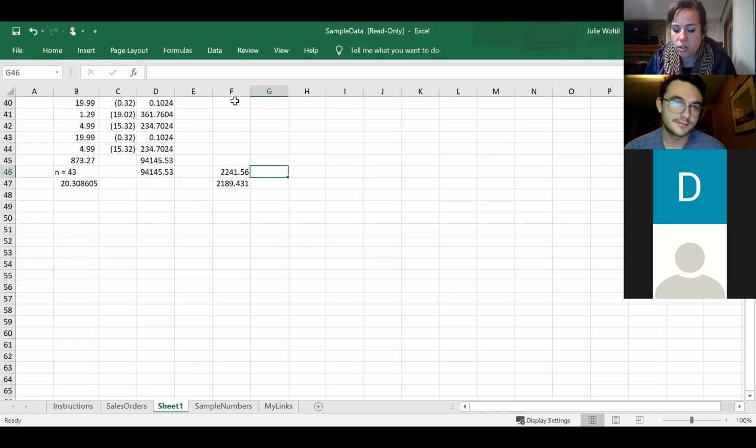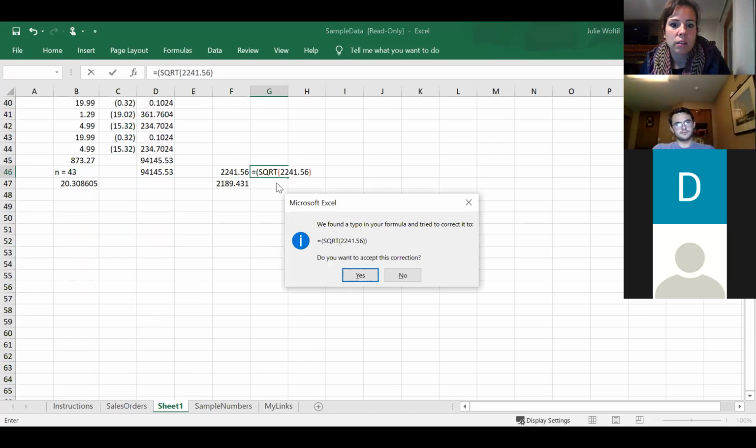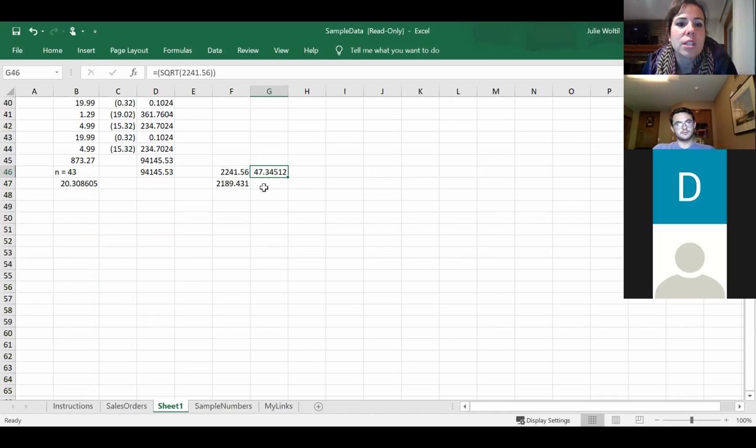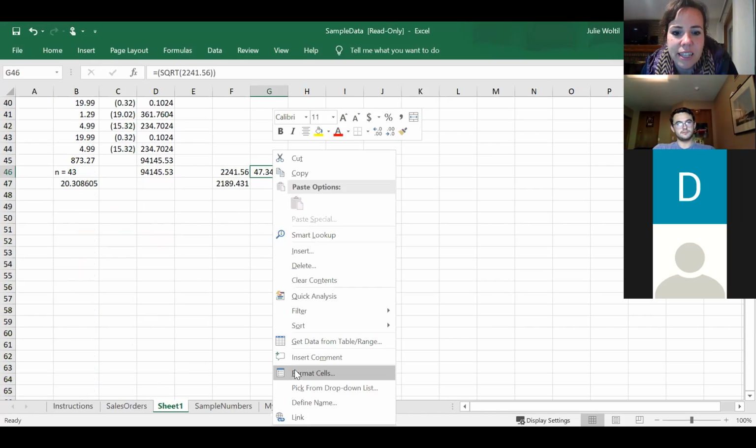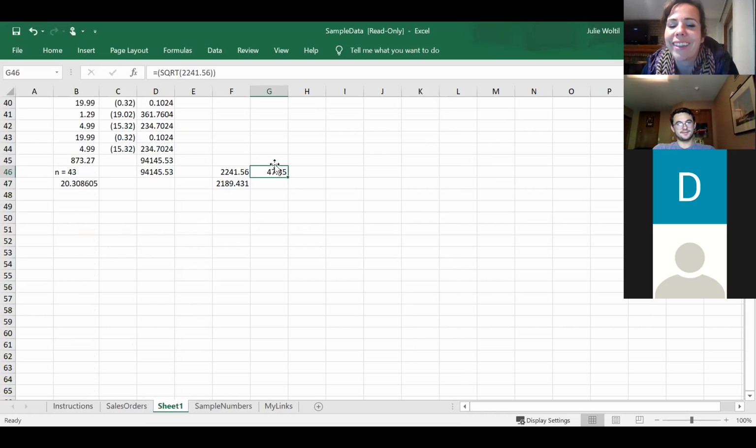Okay, so I'm going to start typing square root of 2241.56. Which is 47.35. Again, these are the things that give me a little eye twitch. Ah, there it is. Okay, so I have the information that I need now.